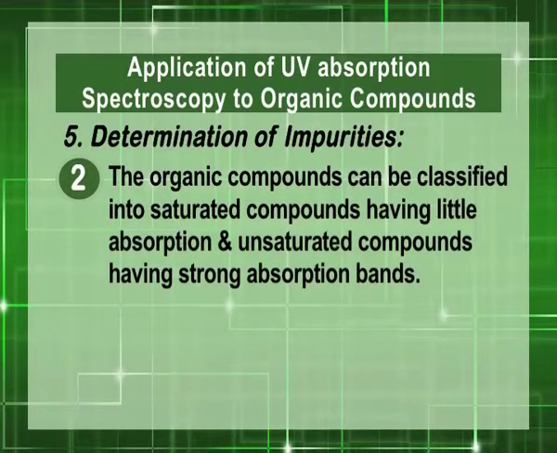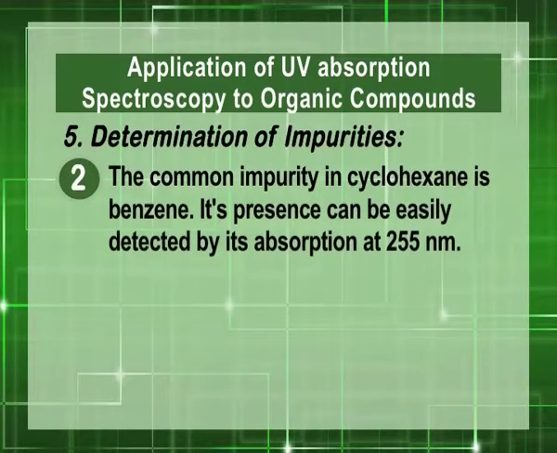The organic compounds can be classified into saturated compounds having little absorption and unsaturated compounds having strong absorption bands. The common impurity in cyclohexane is benzene. Its presence can be easily detected by its absorption at 255 nanometer.